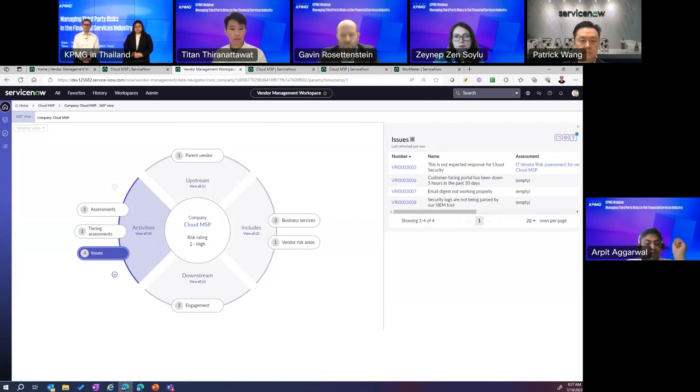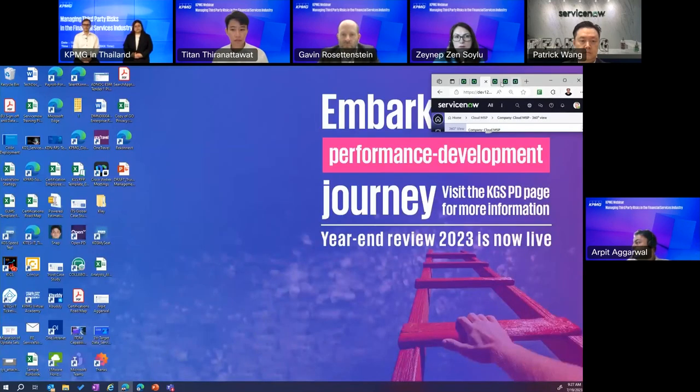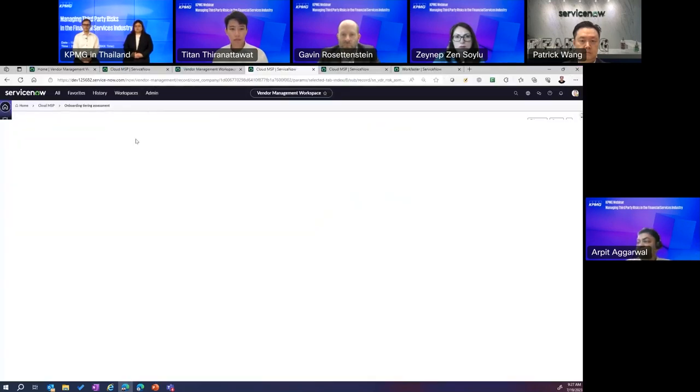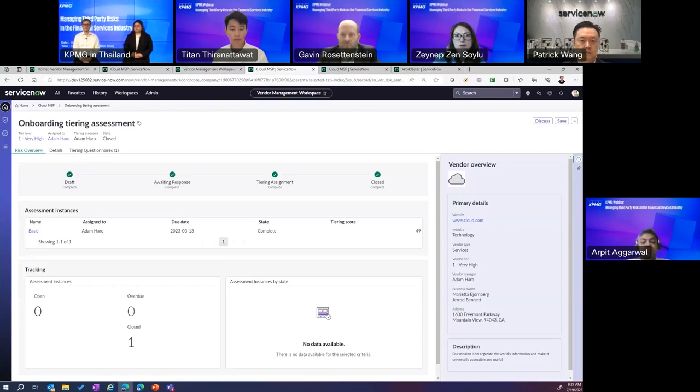Now, to perform risk management for a third party, we would start by tiering the vendor. We will be starting by doing the tiering assessment for the vendor. A tiering assessment is a set of questions which needs to be answered by the client organization within itself. This is an assessment which has a workflow behind it: draft, awaiting response, tiering assignment done, and finally the assessment is assigned.